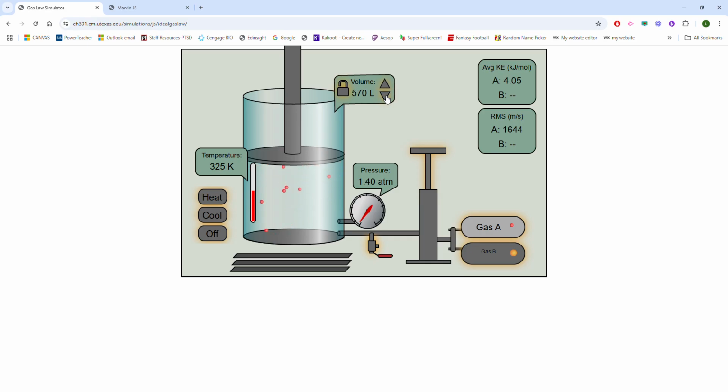So if I decrease the volume, look at what happens to the pressure. I think I was at, I don't know, 570 or something like that initially, and then I changed the volume to 210 and the pressure increased accordingly because I decreased the volume.